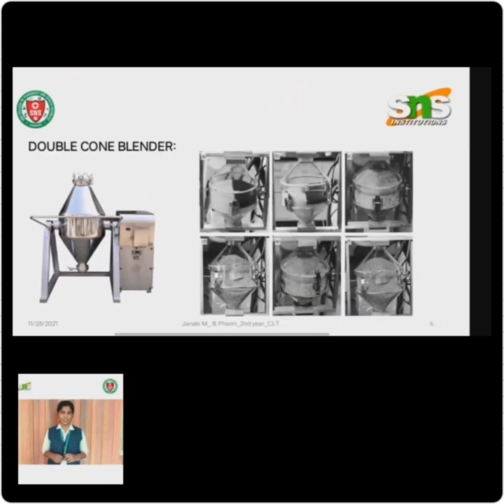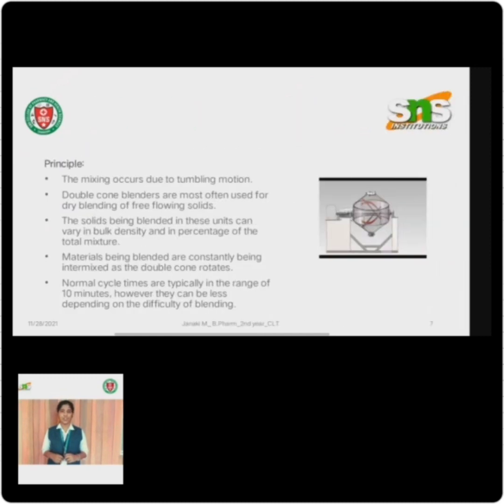This is a double cone blender. It is a versatile machine used for the uniform blending of granules and dry powders, and it is made up of stainless steel with capacities ranging from 5 to 500 liters. Principle of double cone blender: mixing occurs due to the tumbling motion. It is mostly used for dry powders and granules. This blender provides thorough mixing depending on the speed of rotation. Normally the cycle time is 10 minutes. Depending on the sample, the time can be less.